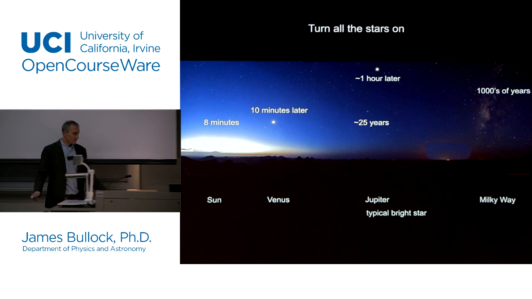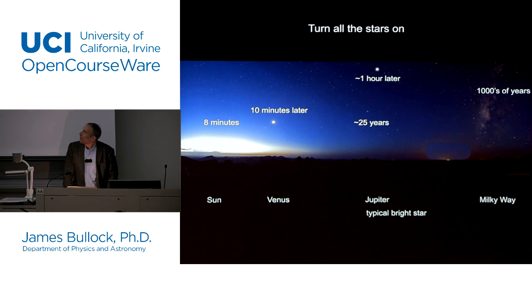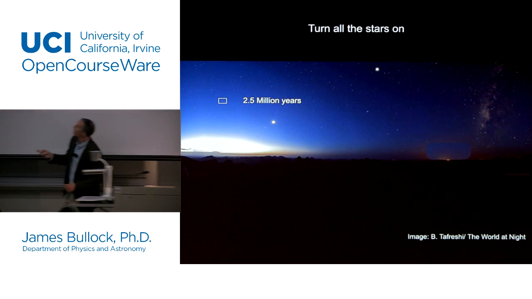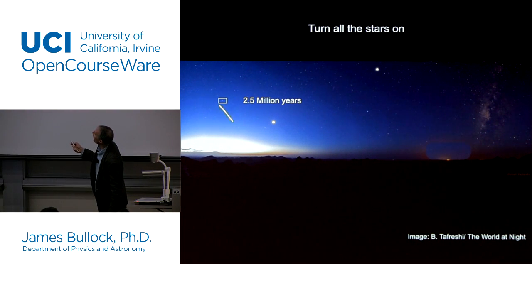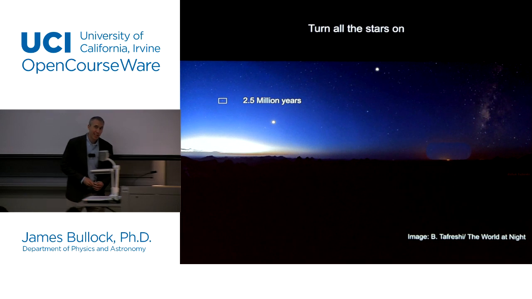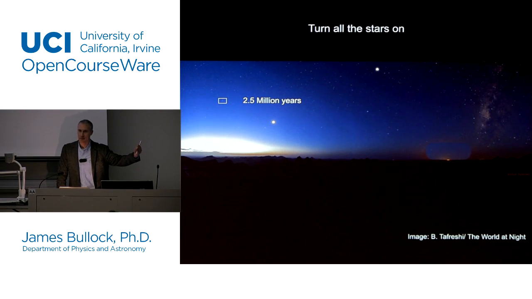So that's it, right? Well, if we had really good eyes and we waited a really, really, really long time, 2.5 million years later, a little smudge would appear up here in the sky. And in fact, you can see that smudge by eye. That's the Andromeda galaxy. That's another galaxy outside the Milky Way.